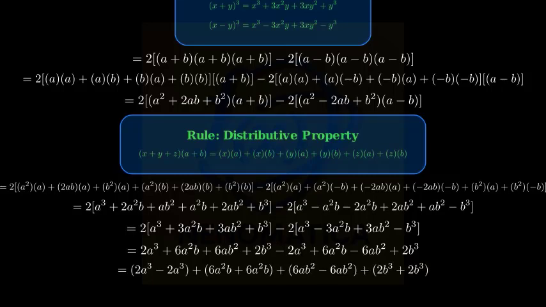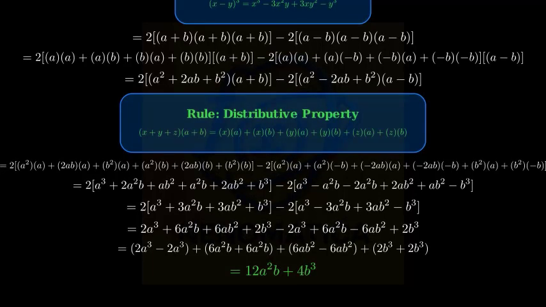6a squared b plus 6a squared b equals 12a squared b. 6ab squared minus 6ab squared equals 0. And 2b cubed plus 2b cubed equals 4b cubed. Therefore, our final result is 12a squared b plus 4b cubed. We've successfully expanded and simplified the expression 2 times quantity a plus b cubed minus 2 times quantity a minus b cubed to get 12a squared b plus 4b cubed.